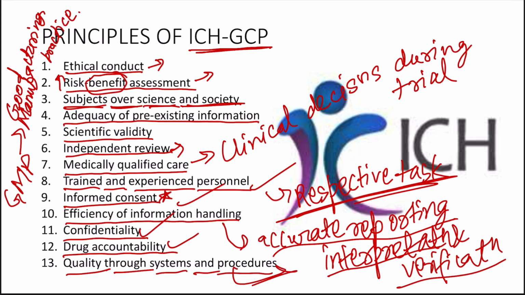So with this we have covered all the 13 principles, that is ethical conduct, that is we should follow the ethics, then we should look for the risk and benefit ratio, and if the benefit is more compared to the risk, then only we should initiate the trial. Then subjects over science and society, the safety of the subject is more important than the interest of science and society, and we should have adequate information about this particular trial, that is from preclinical studies and the clinical studies. Then the trial which we are going to conduct should be scientifically valid, and we should have a proper protocol.